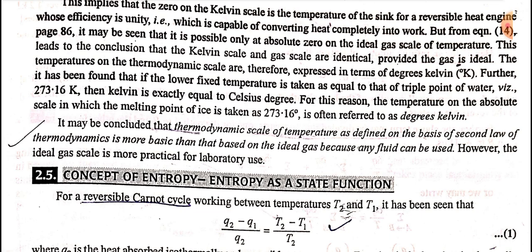Further, it has been found that if the lower fixed temperature is taken as equal to that of triple point of water, that is 273.16, then Kelvin is exactly equal to Celsius degree. For this reason, the temperatures on the absolute scale in which melting point of ice is taken as 273.16 is often referred to as degree Kelvin.